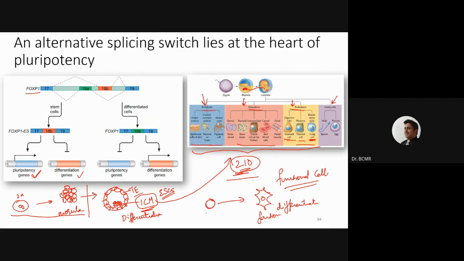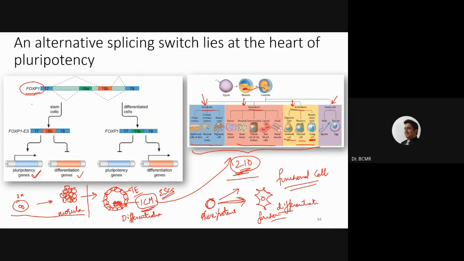And the stem cell or the ICM is in a pluripotent state. It has the potential to give rise to other cells, but by itself cannot perform any function. Or you can think of it as the function of a pluripotent stem cell is to give rise to differentiated cells. Okay. So how does a cell decide to divide and differentiate into a functional cell? That is dependent on FOXP1.